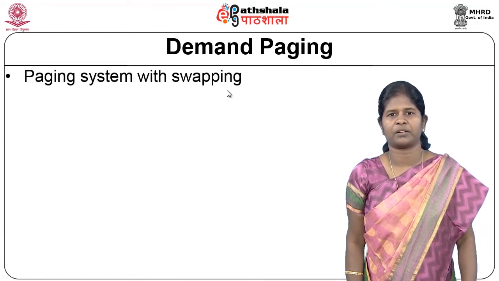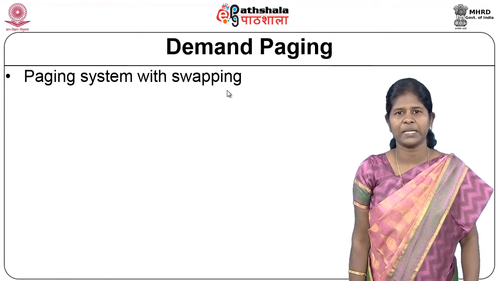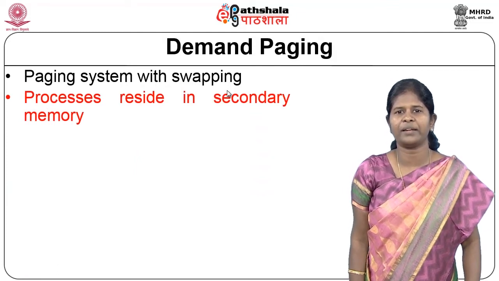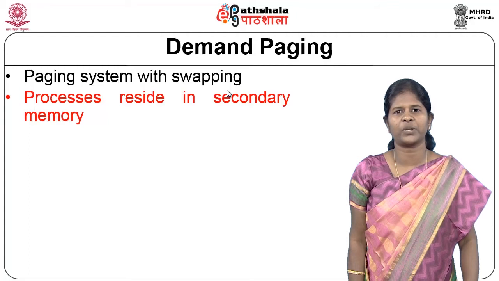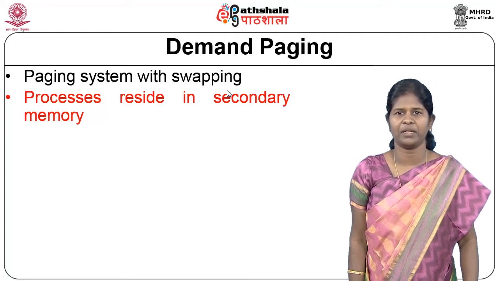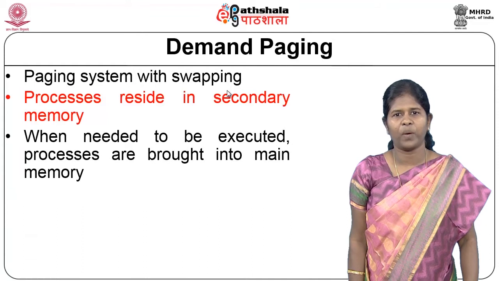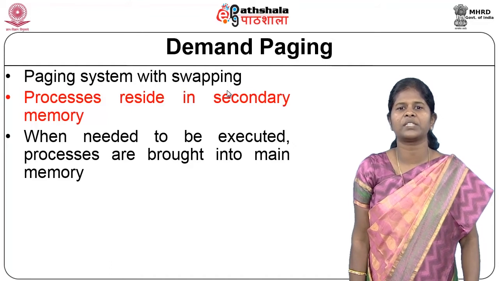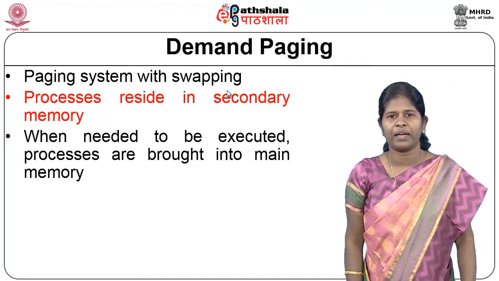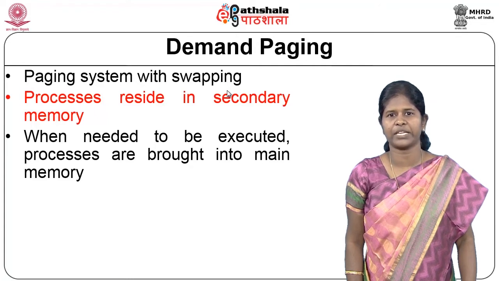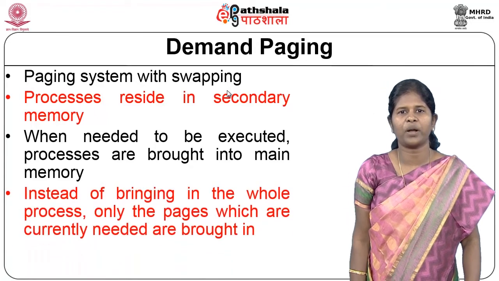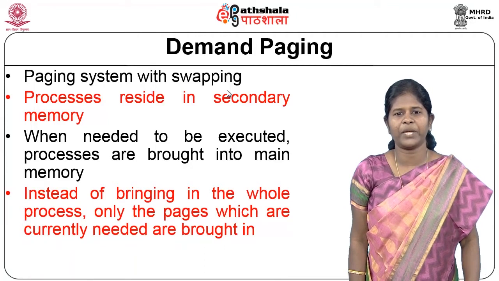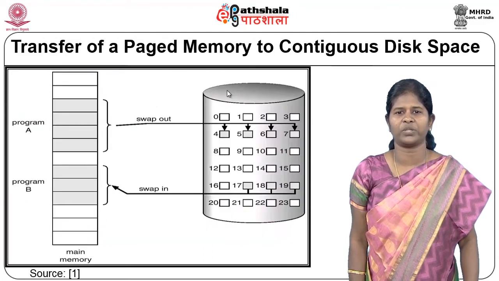So, demand paging. What is demand paging? It is a paging system in which you combine swapping also. Here in demand paging, the processes actually reside in the secondary memory. Secondary memory can be the disk. Whenever the process needs to be executed, only then the process is brought into the main memory. Else it is kept in the secondary device only. Hence, instead of bringing the whole process, only the pages which are currently needed are brought into the main memory.